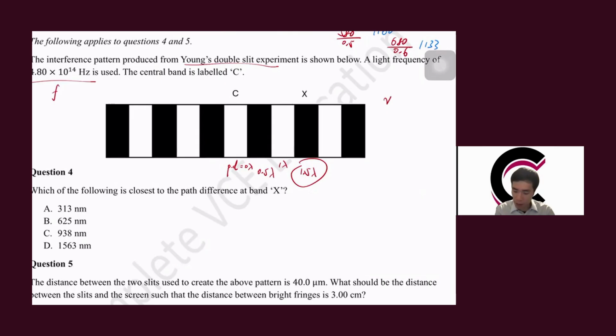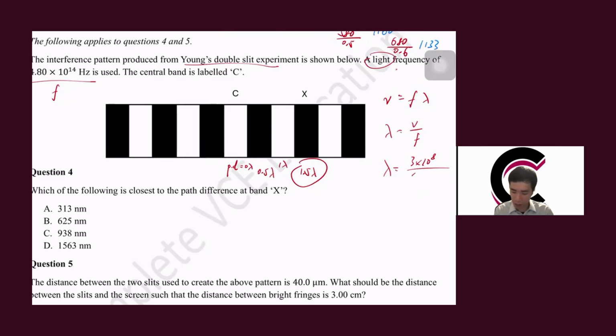The first equation that may pop up in your mind is v equals f lambda. That's the wave equation. But then it is not given the speed, right? It seems like that's the case. But remember, this is light. Light travels at the speed of light, okay? So we can do a rearrangement. And therefore, v is 3 times 10 to the power of 8 meters per second. That's the speed of light, it's a constant.